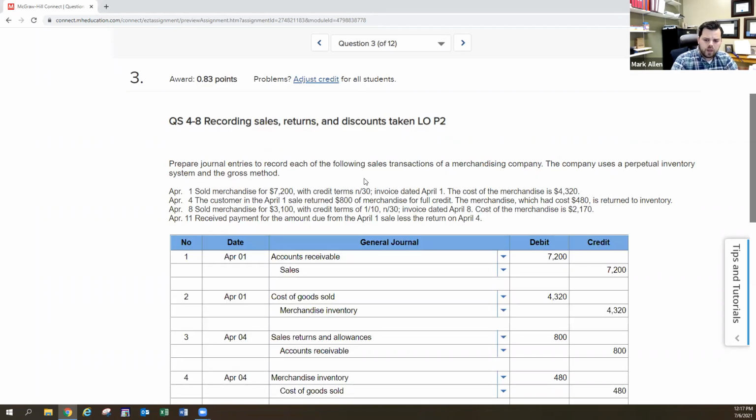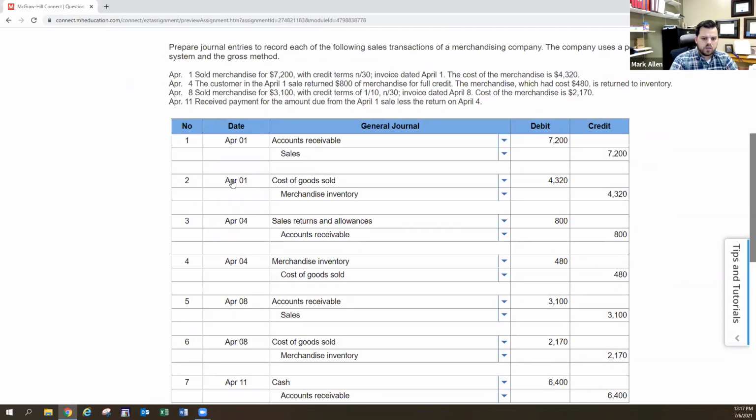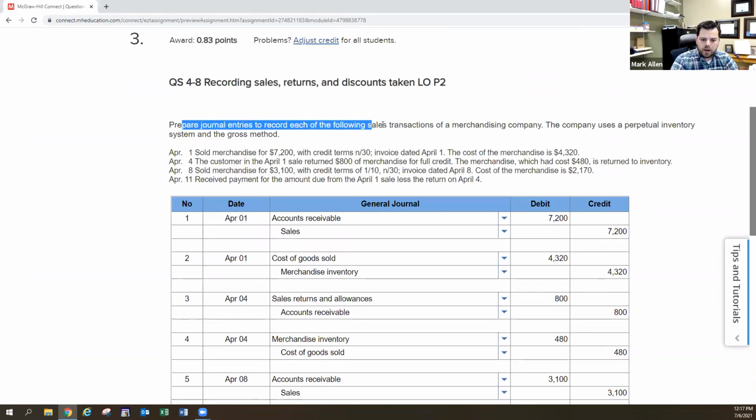Now, number 3. Here we're going to start looking at some journal entries. So they tell us here, prepare the journal entries to record each of the following transactions. And notice what they tell me, something very important here. So I'm going to switch over to my highlighter real quick, is that this company uses a perpetual inventory system, and notice the gross method. Both of those are incredibly, incredibly important items that we have just been told.